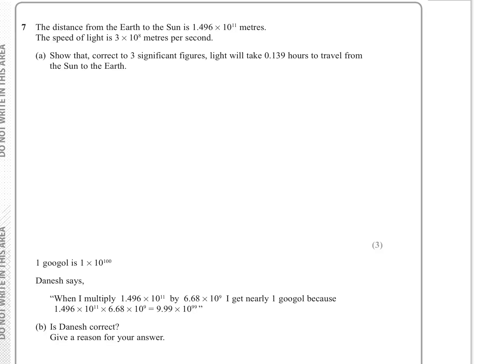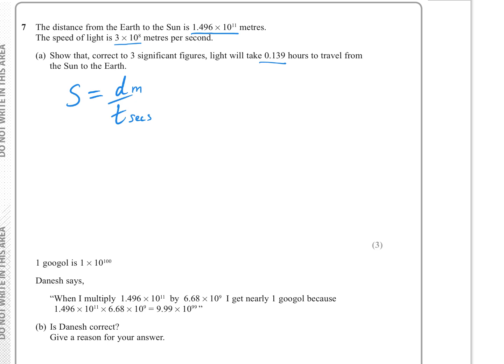Question 7. The distance from the Earth to the Sun is 1.496 times 10 to the 11 metres, and the speed of light is 3 times 10 to the 8 metres per second. Now we know speed is distance over time, so we want to show that, correct to 3 significant figures, light will take roughly 0.139 hours to travel from the Sun to the Earth. So we know this distance here is in metres and the speed is in metres per second, and we want to see that light will take 0.139 hours.